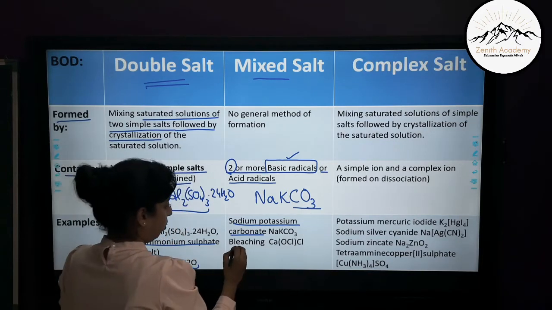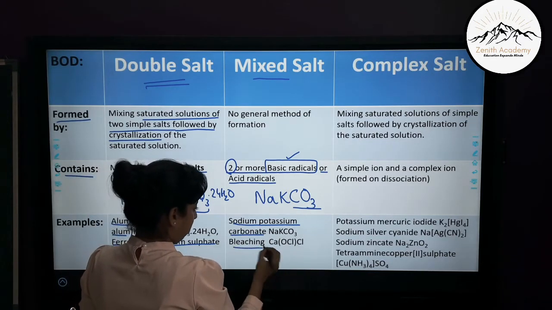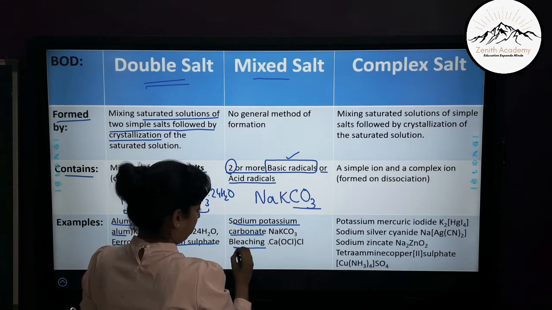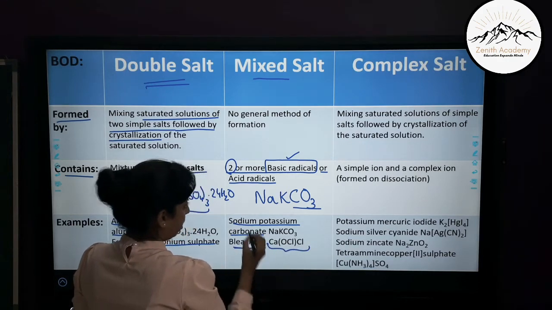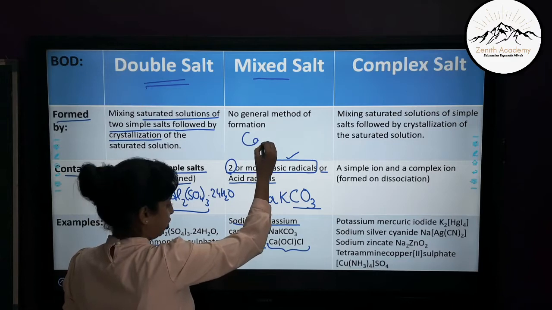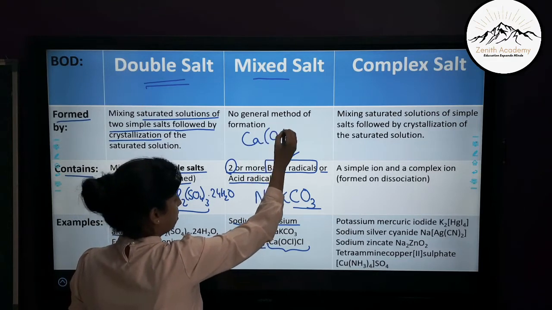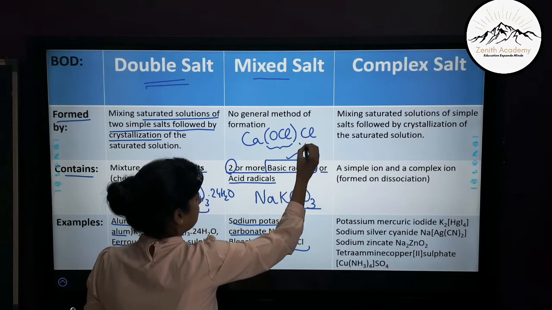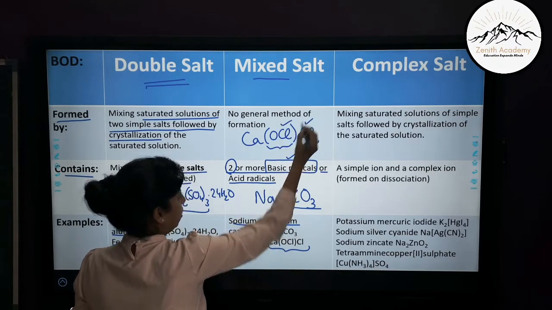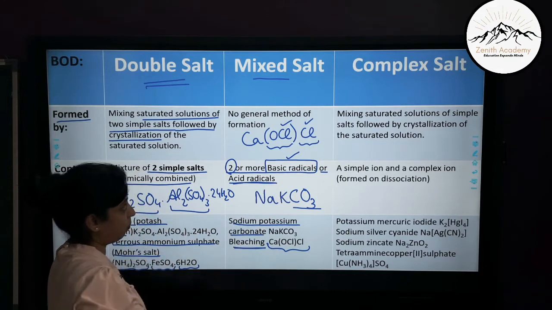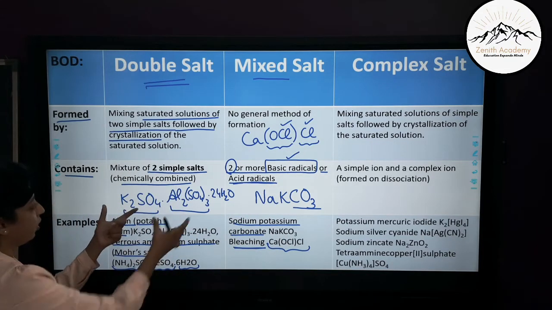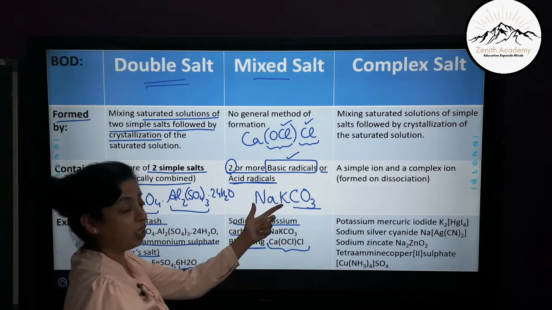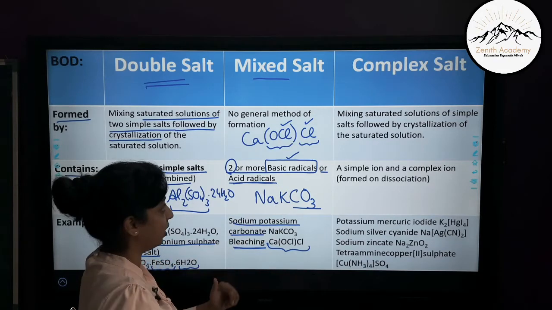Okay. Now bleaching powder, which is this. I'll write it here: calcium and OCl and then Cl. Here you can see there are two anions, so two acid radicals are there. So in double salt there are two simple salts. Here there are two acidic or basic radicals.